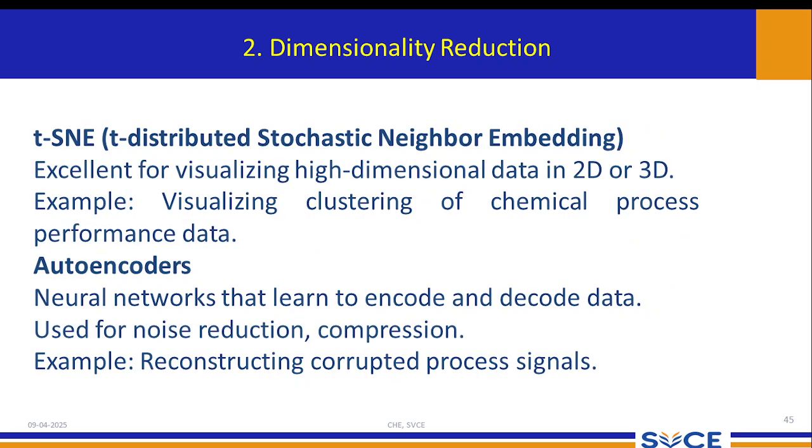And t-SNE, t-distributed stochastic neighbor embedding, is used for visualizing high dimensional data in 2-dimensional or 3-dimensional space. Example, visualizing the clustering of chemical process performance data. Autoencoders are neural networks that learn to encode and decode the data, mainly used for noise reduction and for reconstructing corrupted process signals.